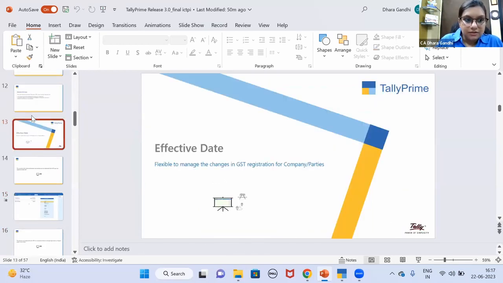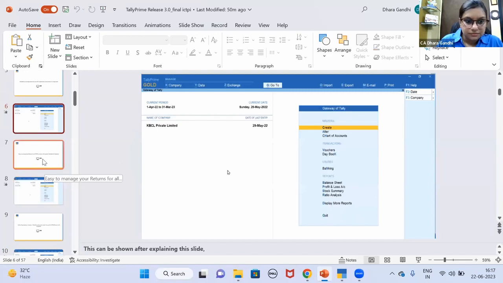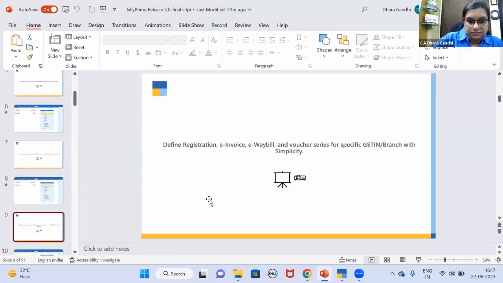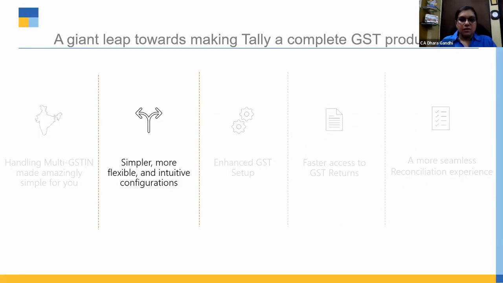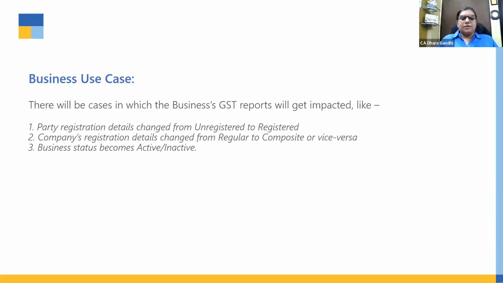So how this configuration works? So they have given more simpler configuration to work this. We'll just see certain scenarios, some business use case, as in if there is a party registration details changed from unregistered to registered during specific date or specific month, how will we manage this? Secondly, if company registration details change from regular to composite, how we will deal with it?